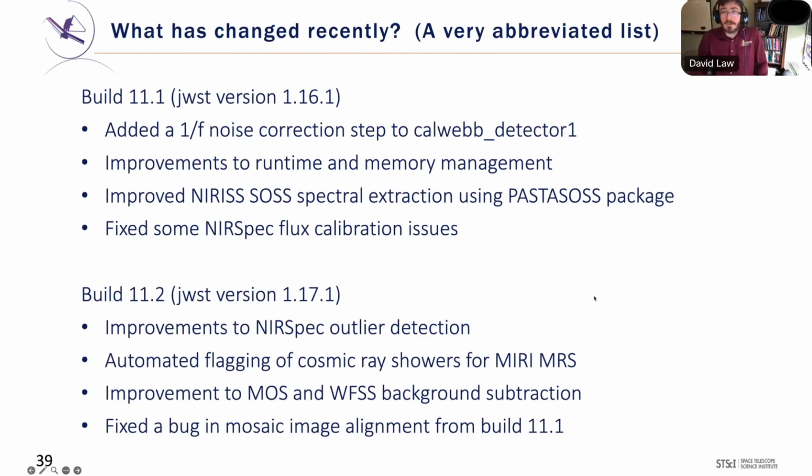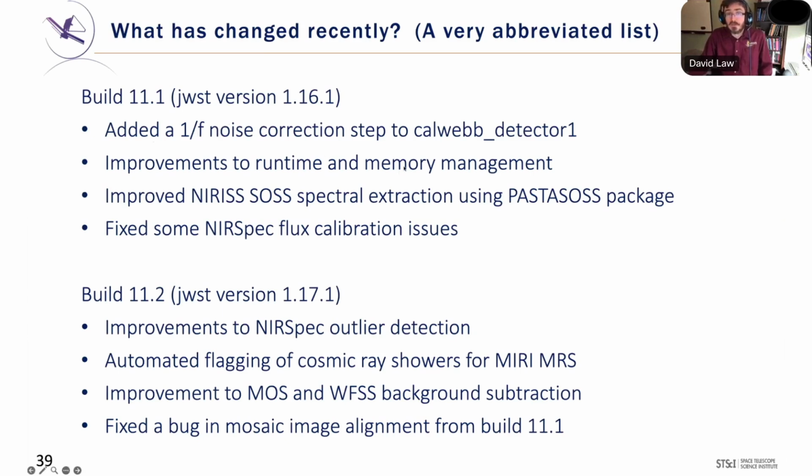But for anybody who's been following along, running the pipeline for yourself already and wants to know what's new, some of the things we've fixed lately is in build 11.1, which is now the past build, just before the most recent one. This is where we added that 1/f correction step to Detector 1. So that's fairly new, actually. That's something that's now available to process through on your data that wouldn't have been available last year.